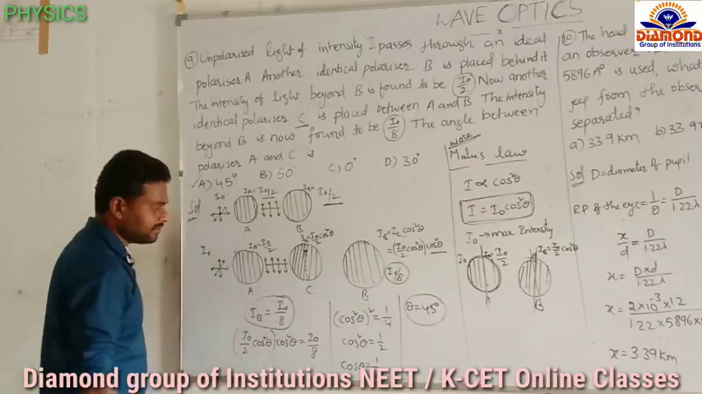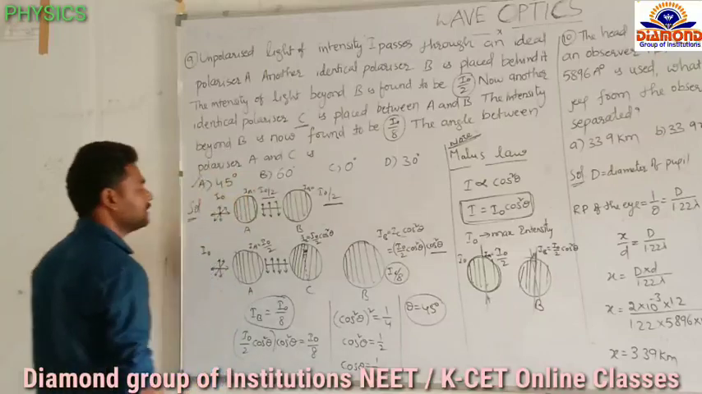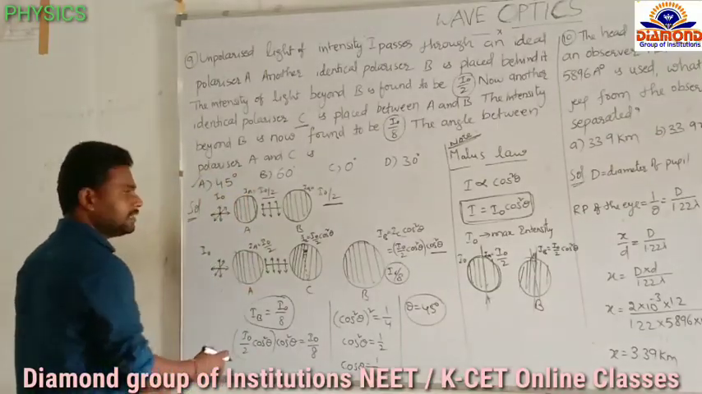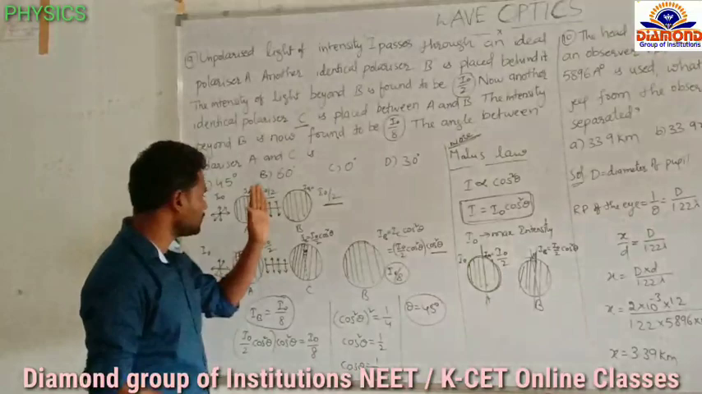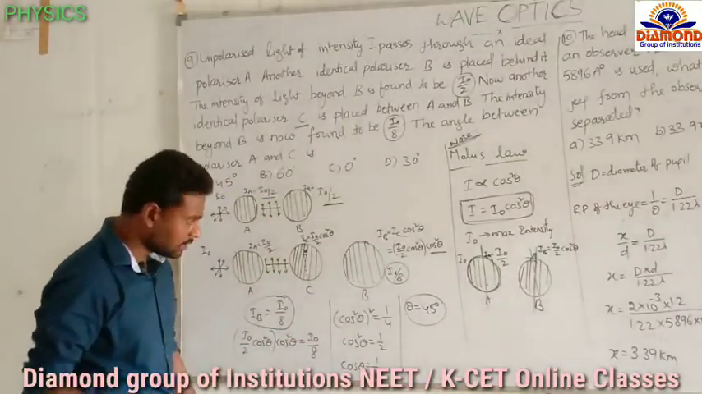Equate these two, we will get cos theta equal to 1 by root 2 and theta equal to 45 degrees. That means the angle made by the transmission axis of A and the transmission axis of C is 45 degrees. The answer is 45 degrees, which is the right answer.